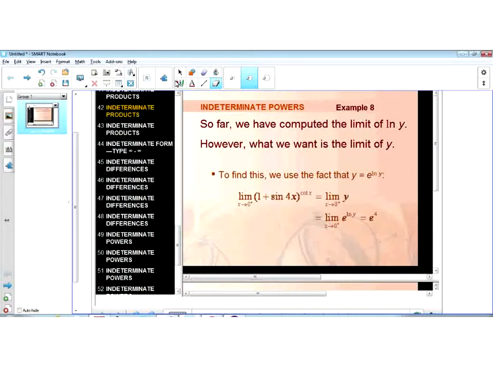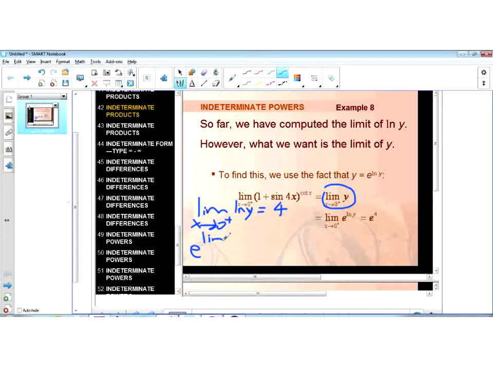All right. So what we were left with is we had the limit as x approaches 0 plus of the natural log of y is equal to 4. Now, we need this though, okay? So to get rid of the natural log, we'll let the left-hand side become the exponent in the exponential function, like so. So we'll take the exponential of both sides, and then that would equal e to the 4.